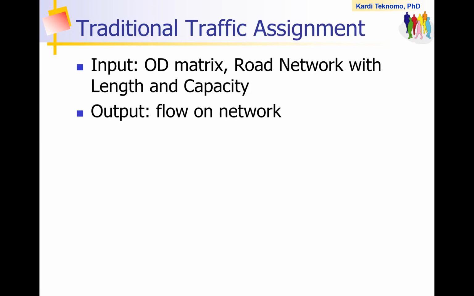In the traditional traffic assignment, you have the OD matrix, you have the road network with the length, the capacity and the maximum speed, of course, and then your output is the flow on the network. Using IFN, you have the capacity restraint, which is also all or nothing. It's the same as traditional traffic assignment.